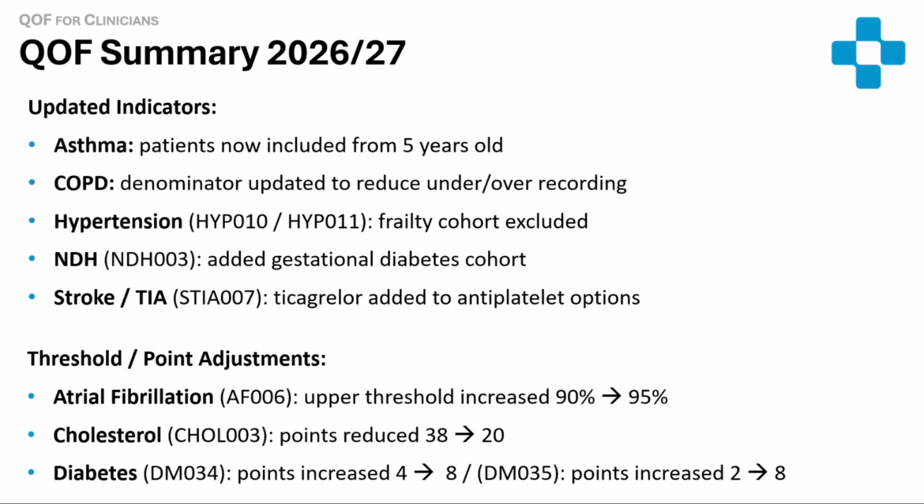And finally, for your stroke and TIA indicator, STIA number 7, they've added another medication to the antiplatelet options on there. Now, the thresholds and points have also seen some adjustments, and what you'll find is when they introduce new indicators or update some of them, they'll often reshuffle the point system around a little bit.